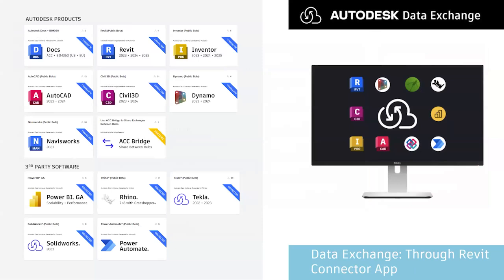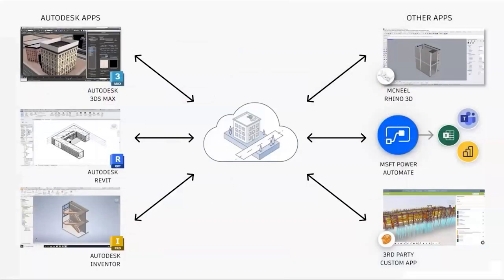On the left side, you see that several items are already available: Autodesk Revit, AutoCAD, Navisworks, Dynamo, and other third-party software like SolidWorks, Power BI, Power Automate. And something you may be familiar with is Rhino, which we'll be covering a little bit today.